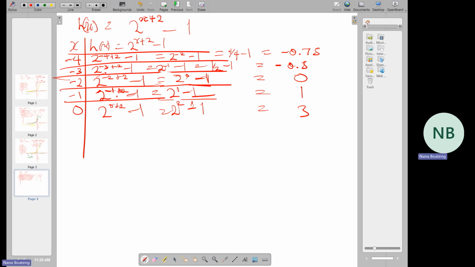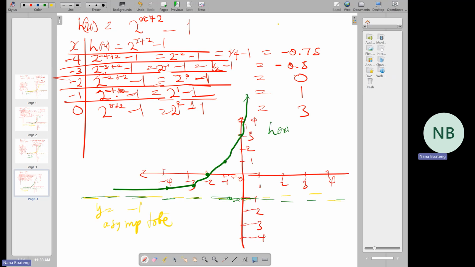So now that we have these points and we know how to graph it by hand, we can also now try to graph this on Mylab itself. So let's switch the screen to Mylab.